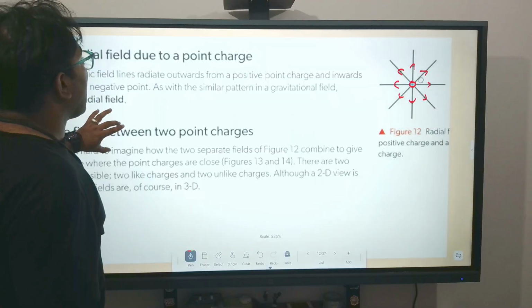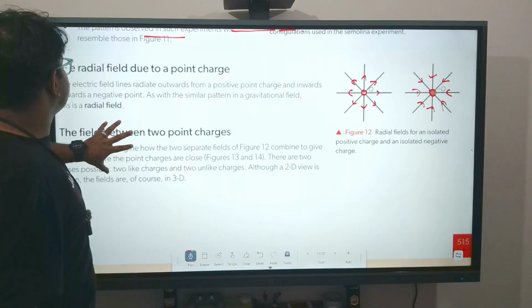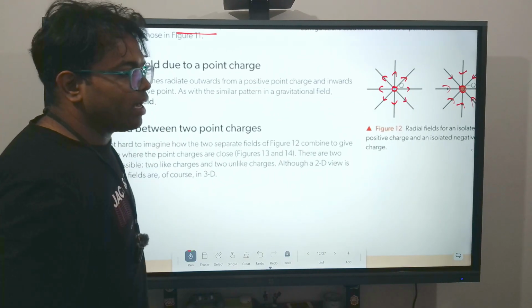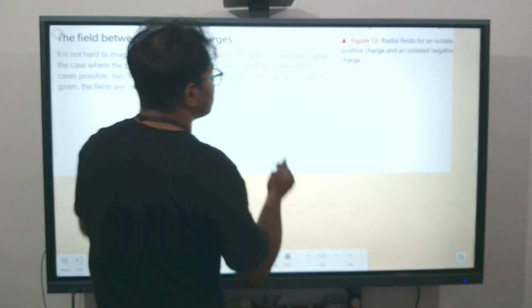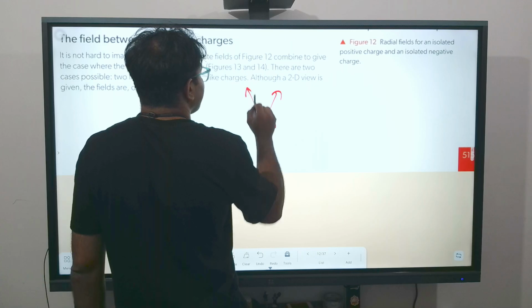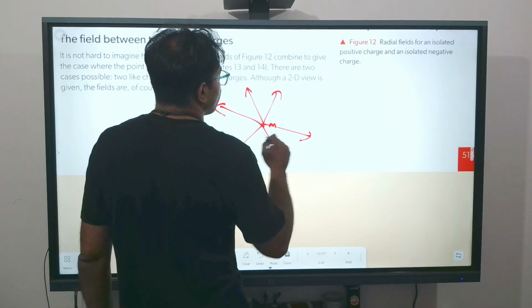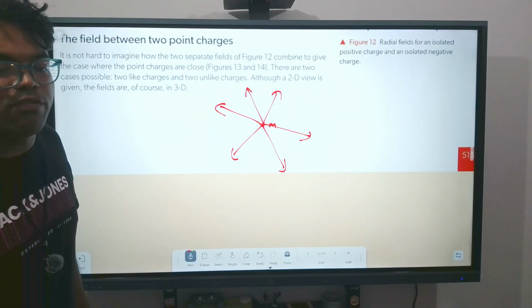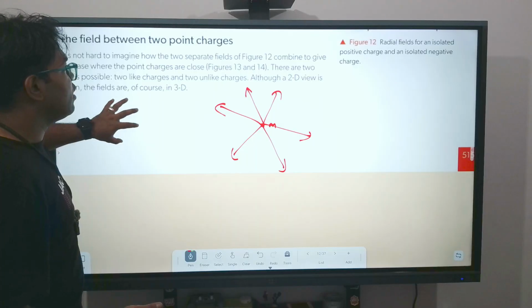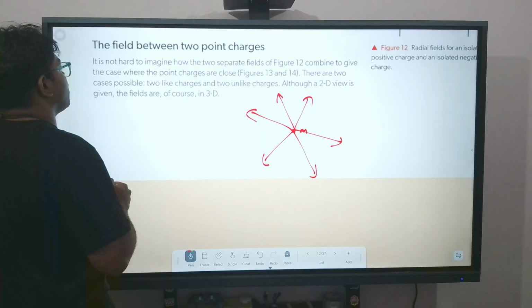As with the similar pattern in a gravitational field, this is also a radial field. Even gravity, mass also has a field like this. If you have a mass m, the gravitational field lines will look exactly like this, like the spokes of a wheel. They will also follow a radial path. Clear?